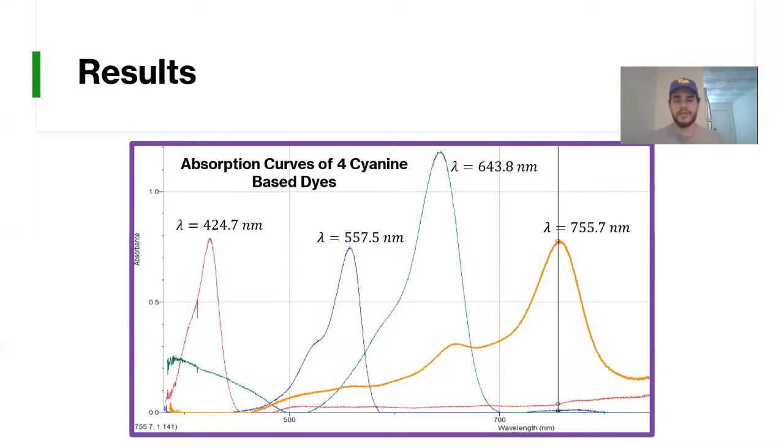This absorbance graph shows the first results obtained. Each peak is labeled with the wavelength of max absorbance within the visible region of the spectrum. The size of each molecule increases with each peak, with the smallest molecule on the left and the largest molecule on the right.